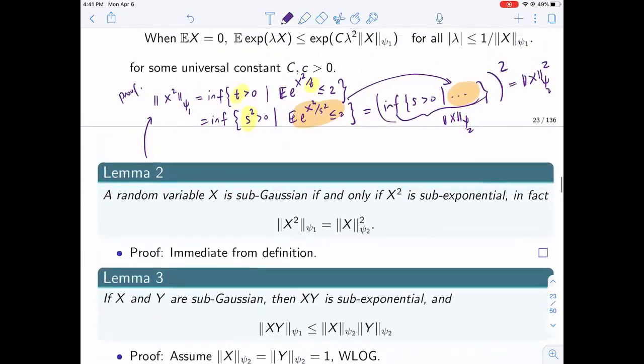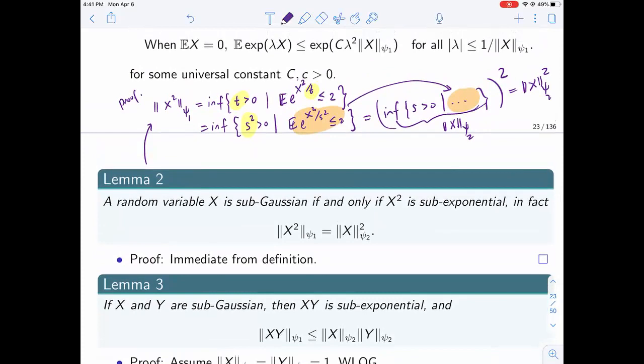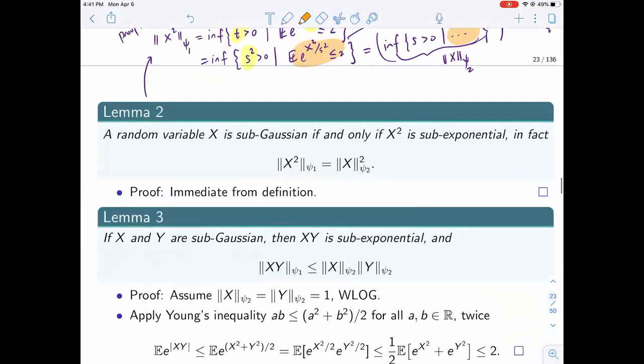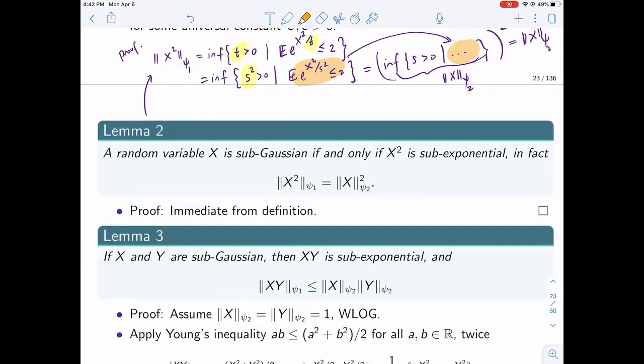Okay, and the second one is interesting. If x and y are sub-Gaussian, then x times y is sub-exponential. In fact, the psi-1 norm of x times y is less than or equal to the product of the psi-2 norms. This inequality gives you that directly, because if these two are finite, then the other side is finite, which shows that x times y is sub-exponential. So for the proof, without loss of generality, we are going to assume the psi-2 norms are 1. Why can I assume that? Just scaling them? Yes, these are norms, so I can rescale everything by a constant.